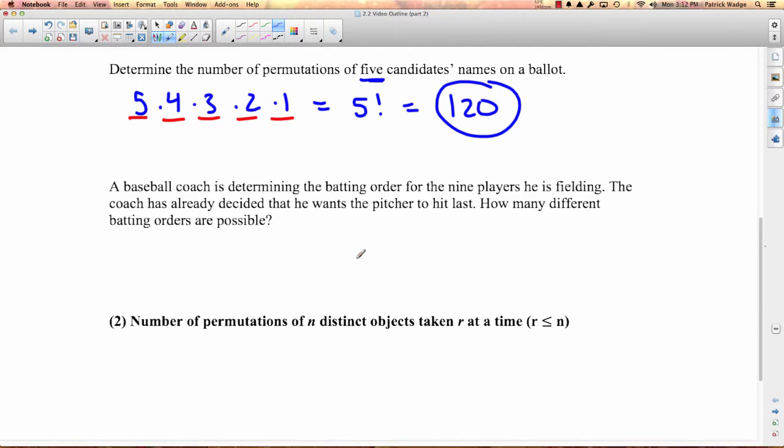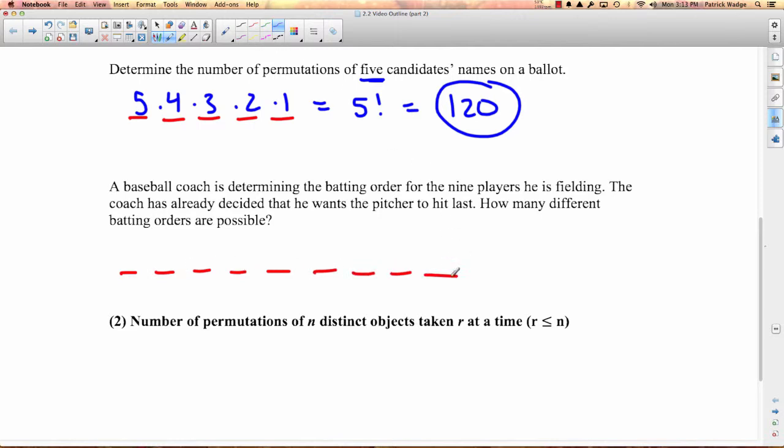A baseball coach is determining the batting order for the 9 players he is fielding. The coach has already decided that he wants the pitcher to hit last. How many different batting orders are possible? Again, for all these questions, you can use the fundamental counting principle if you want. It's just a little bit faster if you learn how to do it without having to put all these spots down and everything. So 1, 2, 3, 4, 5, 6, 7, 8, 9.